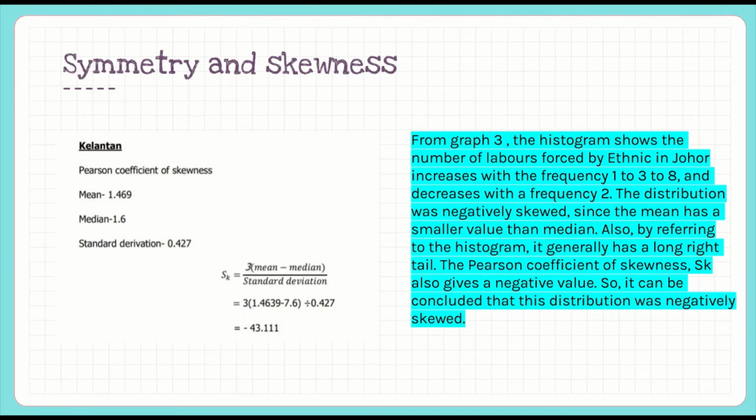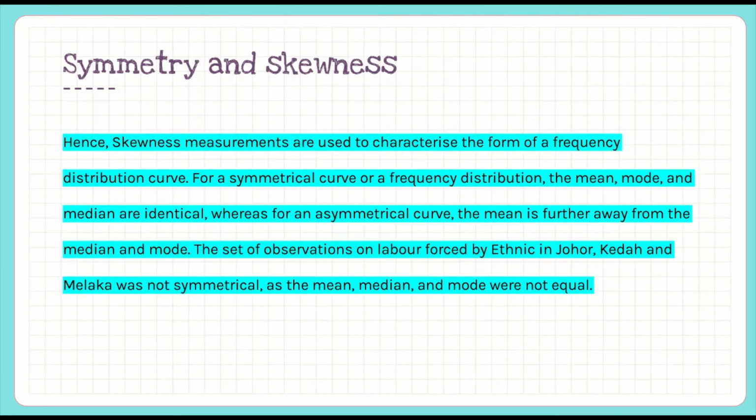Hence, skewness measurements are used to characterize the form of a frequency distribution curve. So the set of observations on the labor force by ethnic group in Johor, Kedah, and Malacca was not symmetrical as the mean, median, and mode are not equal. That's all from me. Thank you.